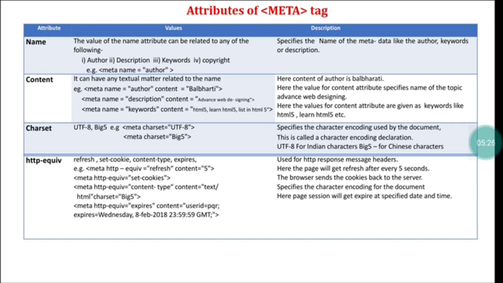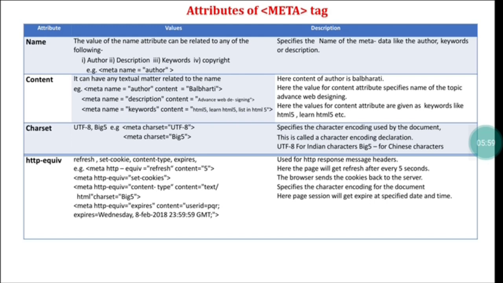The next attribute of the meta tag is content. It can have any textual material related to the name. For example, meta name equal author, content equal Bal Bharati, or meta name equal description, content equal advanced web designing, or meta name equal keywords, content equal HTML5, learn HTML5, list of HTML5, etc. Here the content of author is Bal Bharati.